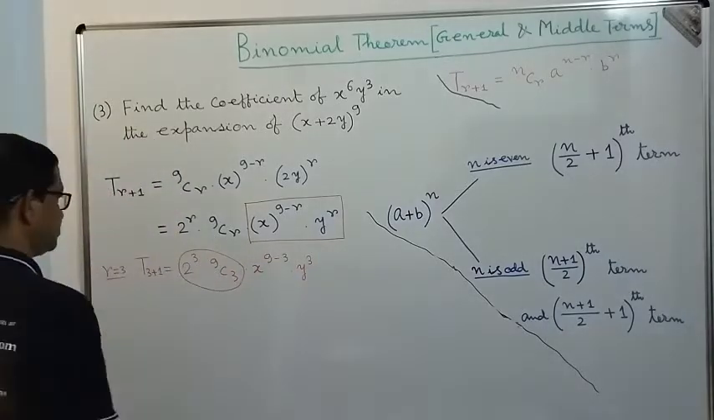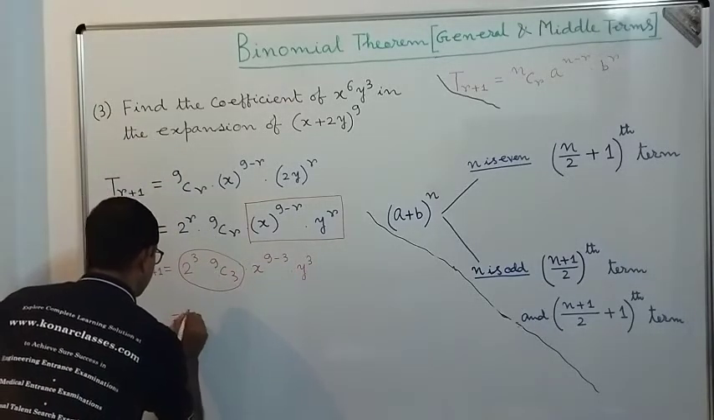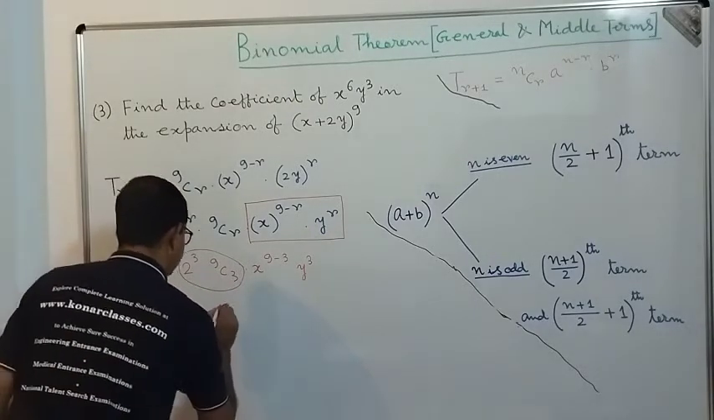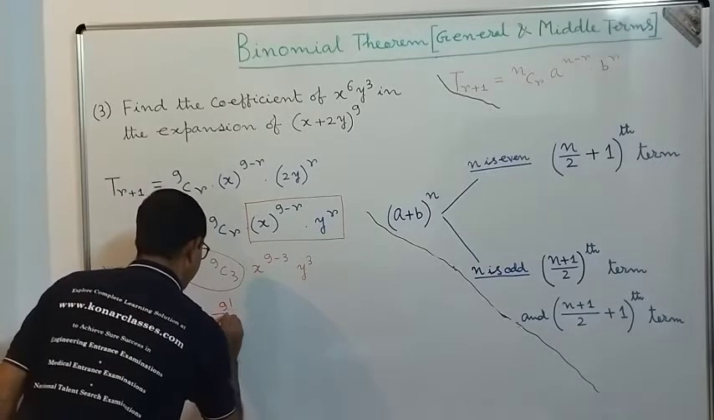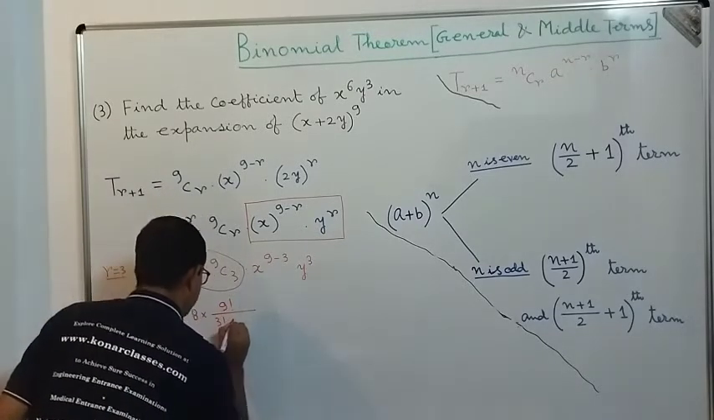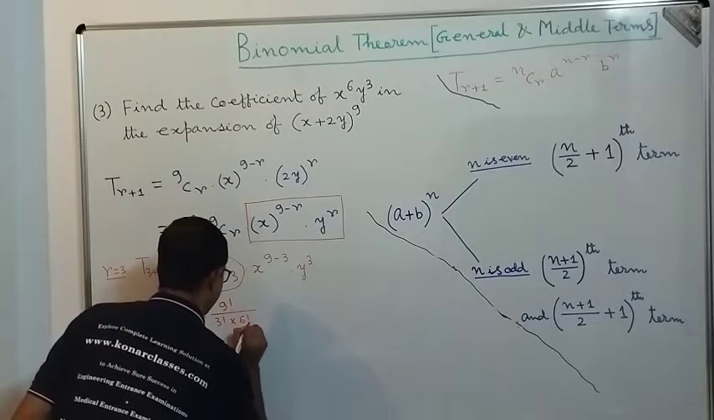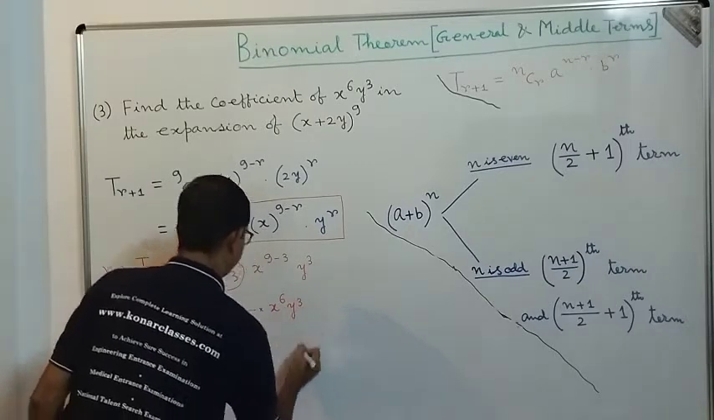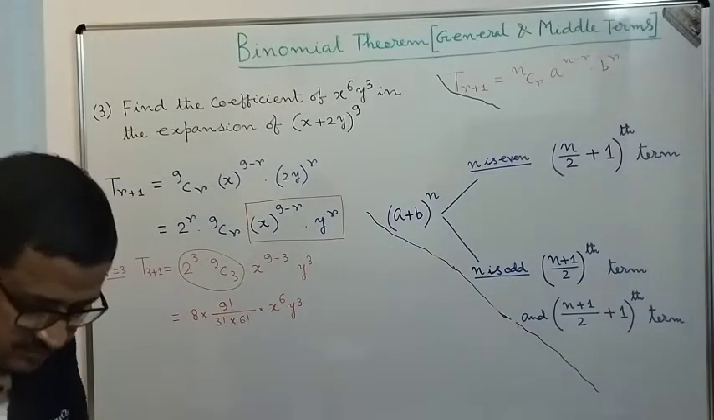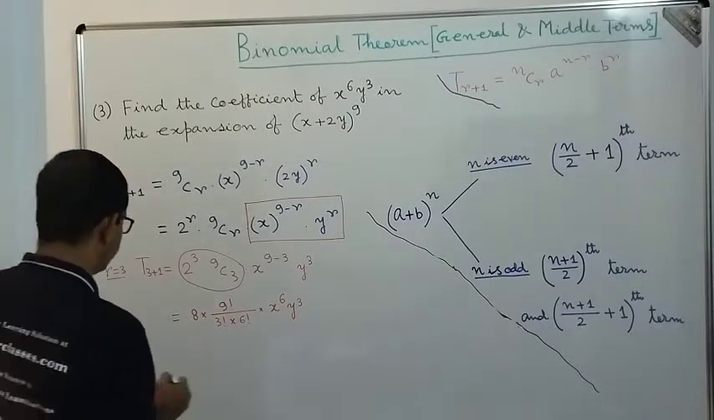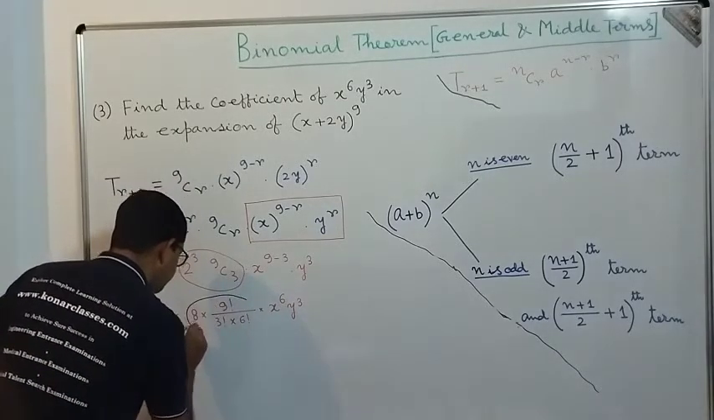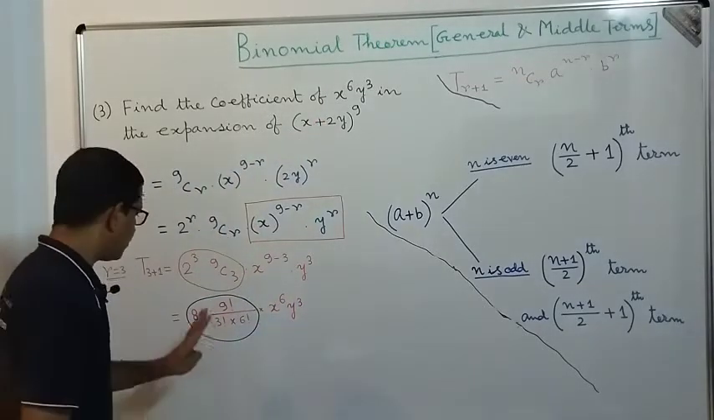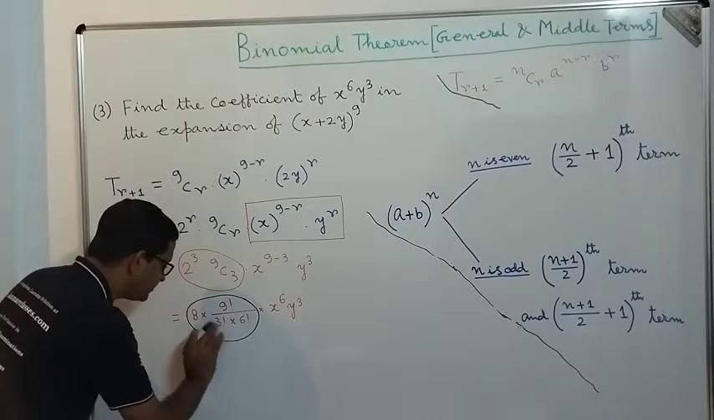That is the coefficient. So what is it, dear students? This is equal to 2 to the power 3, which is nothing but 8, into 9c3. 9c3 is nothing but 9 factorial divided by 3 factorial into 9 minus 3 factorial, that is 6 factorial, into x to the power 6 into y to the power 3. So this is the relevant coefficient, correct or not? The coefficient of x to the power 6 into y to the power 3. So all we need to do is find the value of this expression.